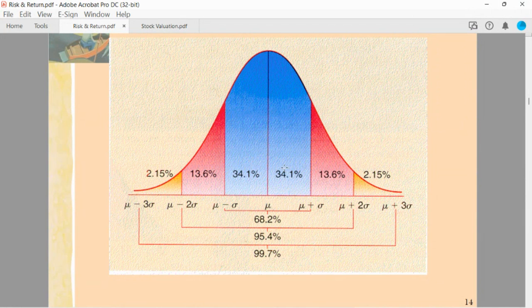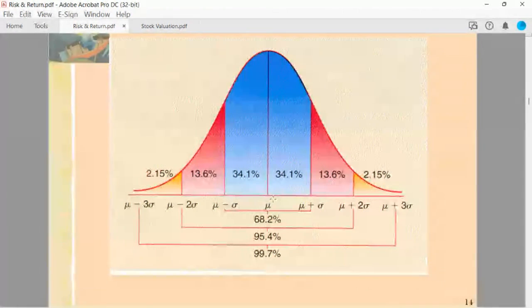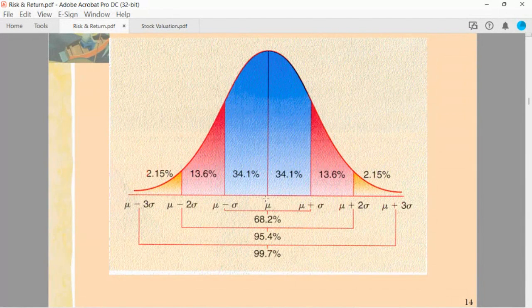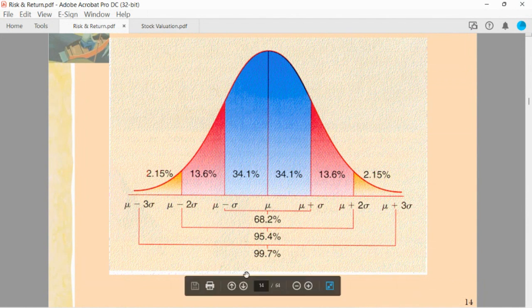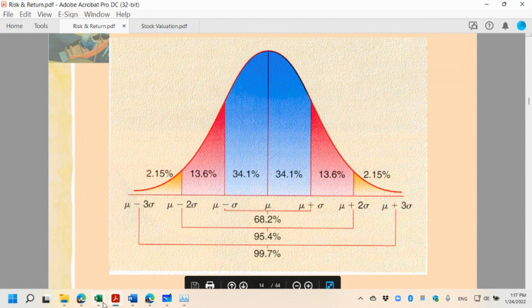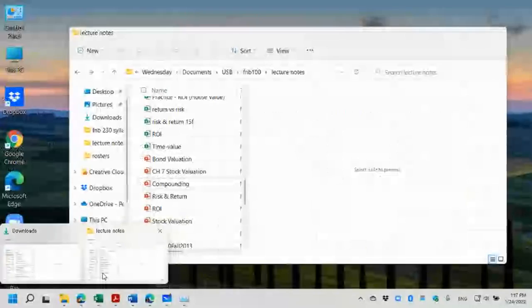That means 34% on each side. There's a 34% probability that next month's actual return is somewhere between the mean and one standard deviation above the mean, and also a 34% probability that the actual return is somewhere between the mean and the mean minus one standard deviation. Let's see, Apple, where was our Apple?